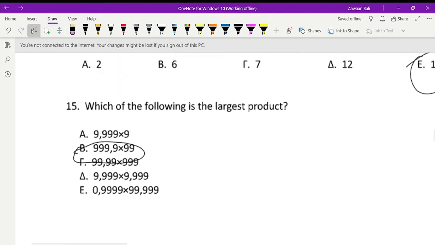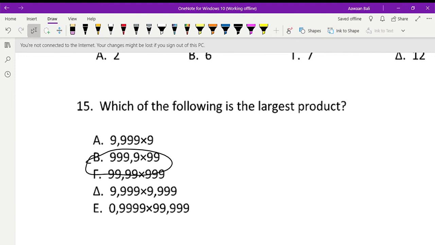Question number 15. Which of the following is the largest product? Okay, I think I meant to circle Vita there? Yeah. Okay, so the largest, you guys can say if it's correct or not, but I'm saying Vita, because the comma here is the decimal. So 9,999 times 9, that's definitely smaller. This is very small, so definitely not this one.